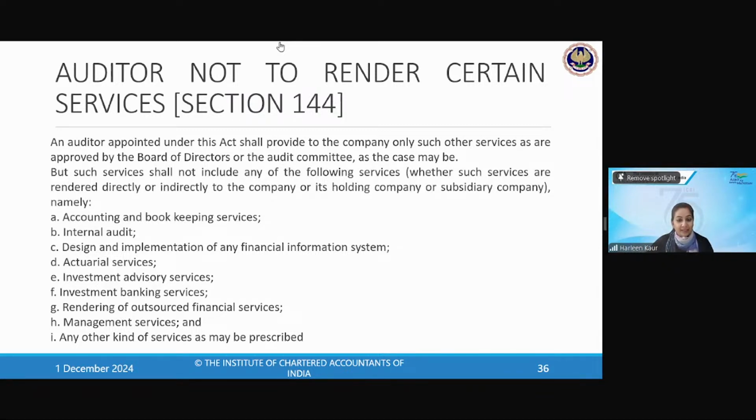Is that clear? Yes, ma'am. Tax audit is acceptable. Khushbu says no. So yes is the correct answer. You can still be appointed. So you can write down this point in your notes. These are the services which the auditor cannot provide under section 144.